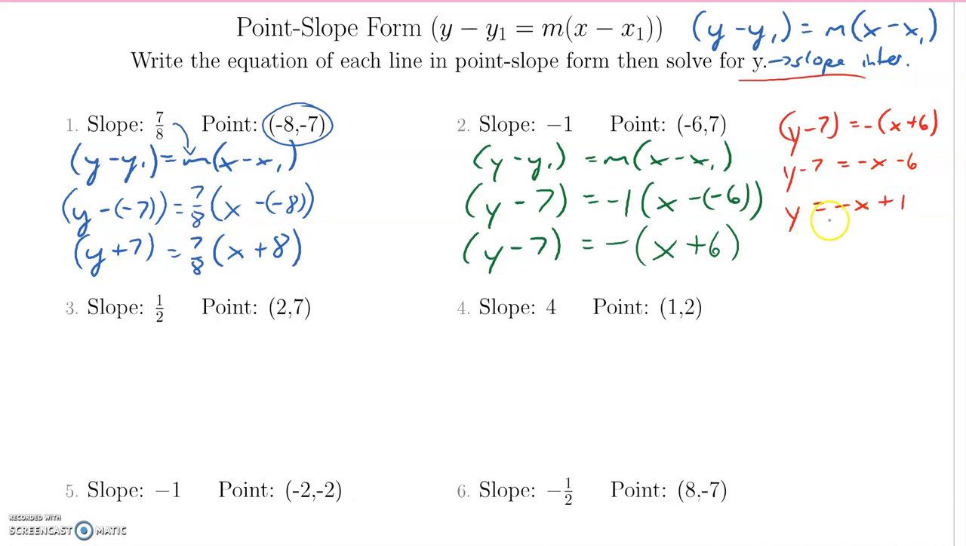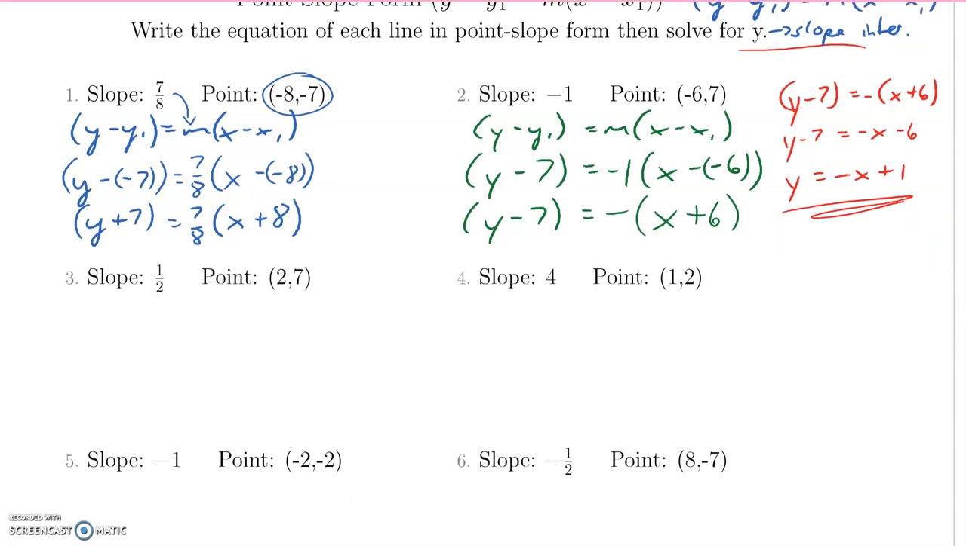So I've got y equals negative x plus 1, and that would be slope-intercept form. That's solving for y, which then puts it in that slope-intercept form, which you guys have used before. Okay? All right. So we can then try a couple others. Let's move down a little bit here.